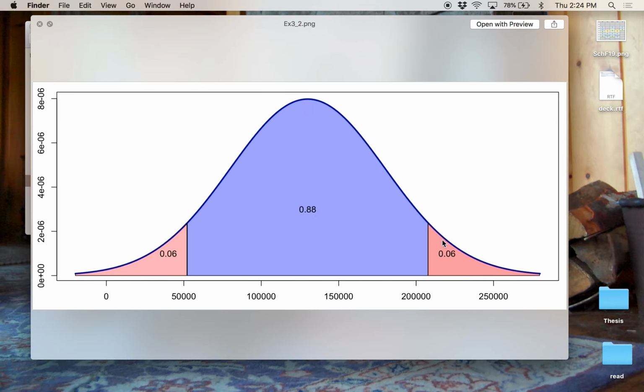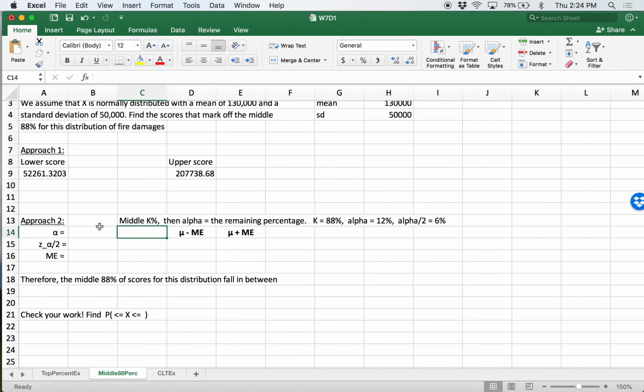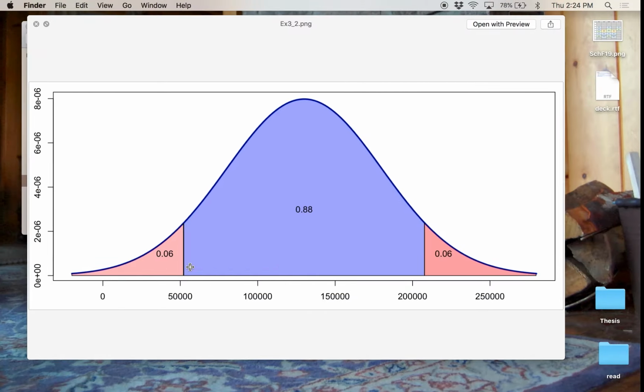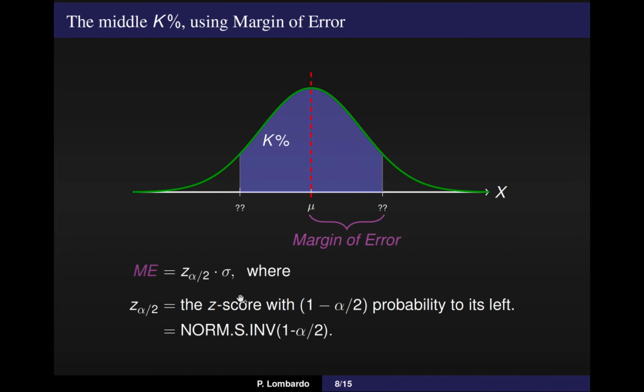Okay, so you'll notice in our picture, alpha over 2 is going to be the amount in each one of our tails. Alpha itself would be the sum of those two values. So alpha is going to be 0.12. Z alpha over 2, by our definition, is going to be the z-score with 1 minus the 6% probability to its left, or in other words, the 0.94 to the left. And we can find this by using a norm.s.inverse.